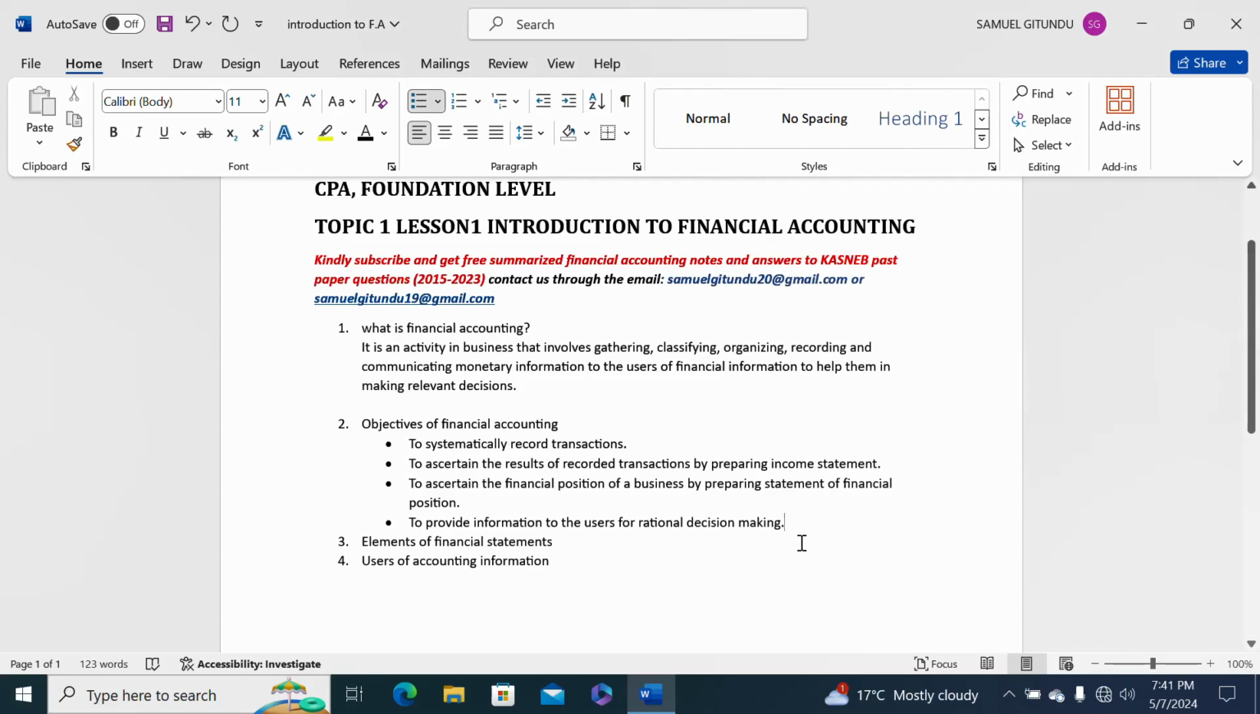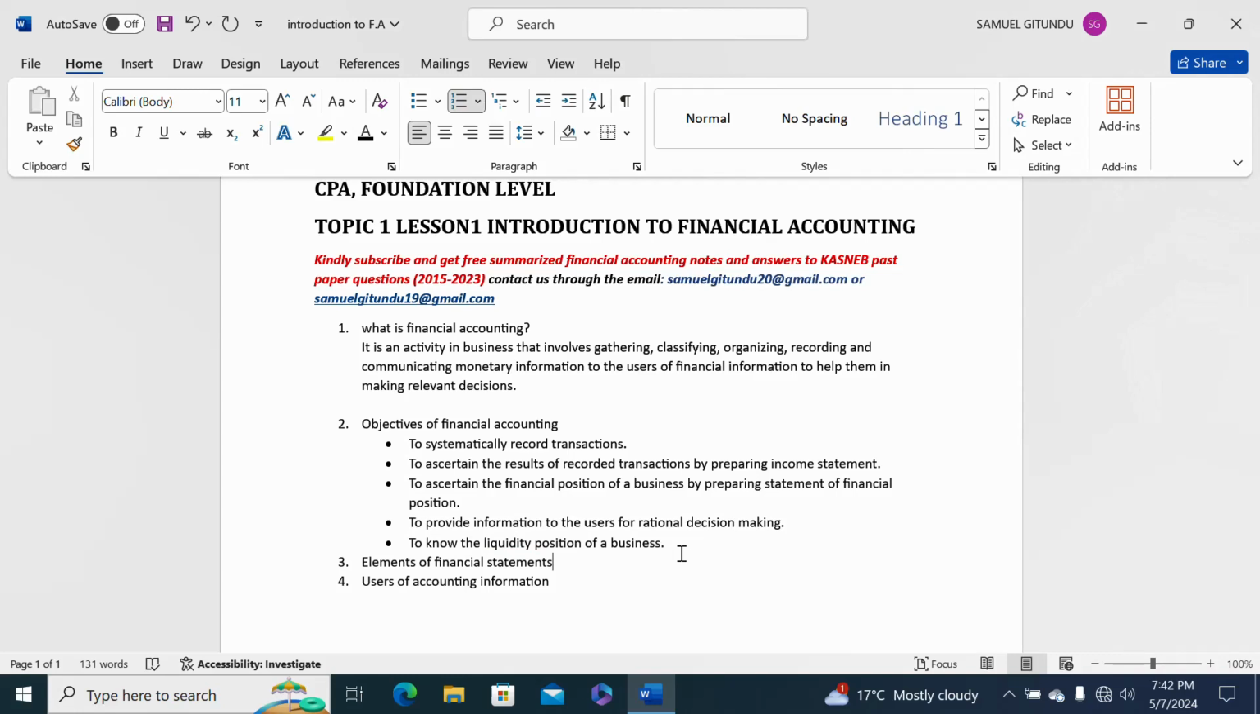And then the fifth objective is to know the liquidity position of a business.